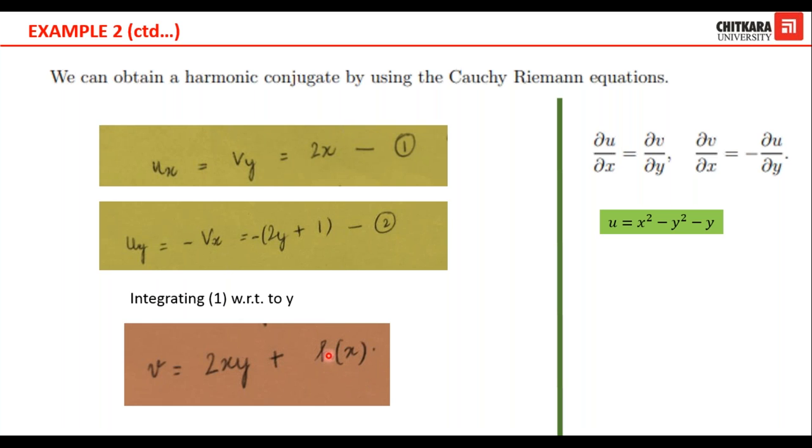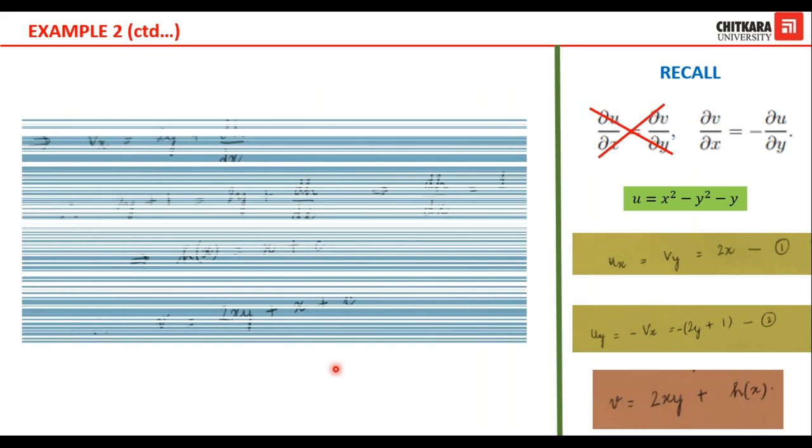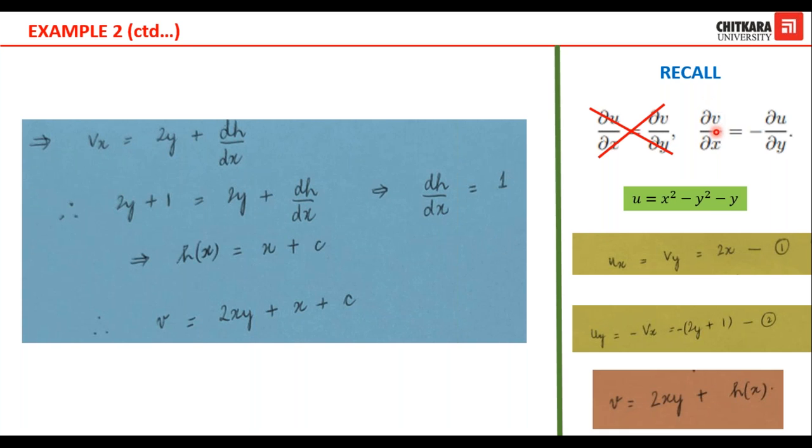You can name it by any function. It is not necessary that you have to name it with h. You can make it phi, g, anything you want, right? So I am using the letter h here. I'm naming the constant function h(x) because the variable x was kept constant. So the next job is to calculate this h(x) value. I have used the first Cauchy-Riemann equation here. So to get h(x), we will use the second Cauchy-Riemann equation, right? So we take up the second Cauchy-Riemann equation. The second Cauchy-Riemann equation was del v by del x is equal to minus del u by del y.